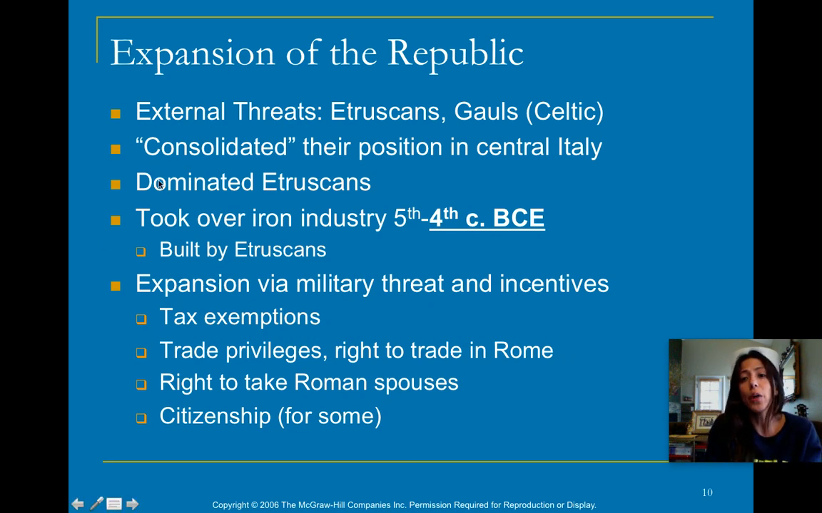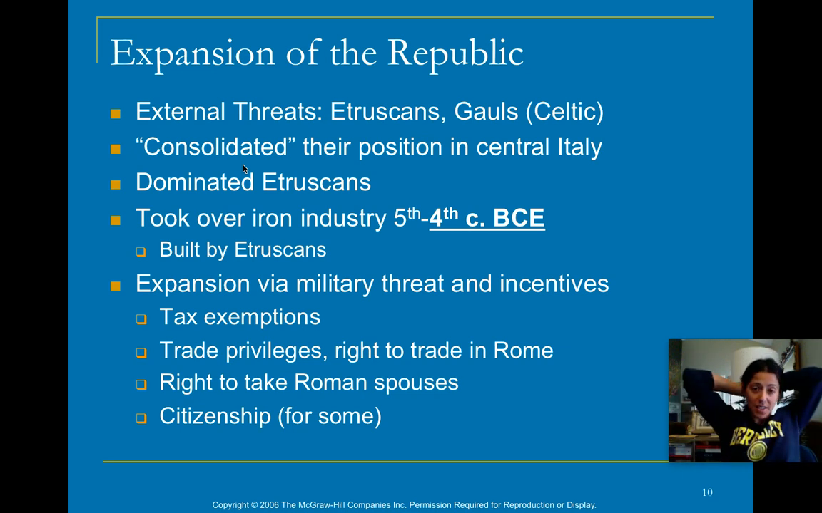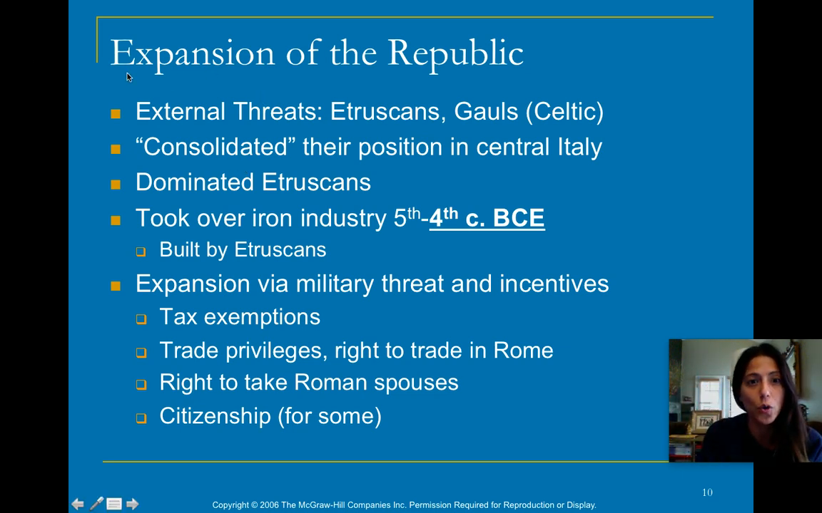Okay, so Rome at first is a small city-state, and they have to deal with all kinds of outside pressures, external threats, like the Etruscans who still threaten them, and the Gauls, who are a Celtic group of people who threaten them. But eventually they're going to consolidate their position in central Italy. What does that mean, consolidate? Consolidate usually means 2 things. It either means consolidare, right, to unify, to solidify, or to strengthen. In this case, it means to strengthen. So they're strengthening their control over central Italy.